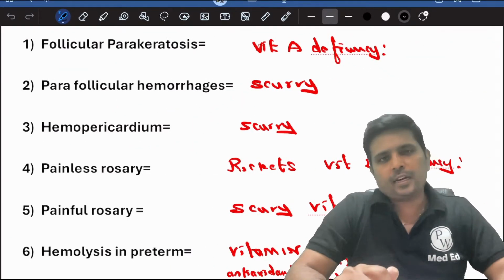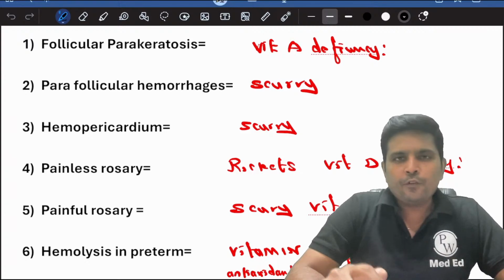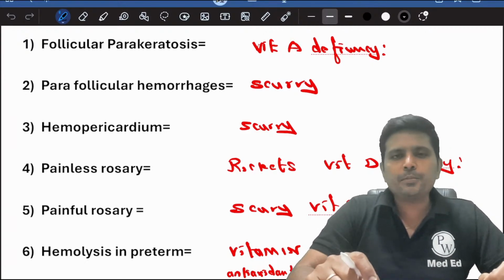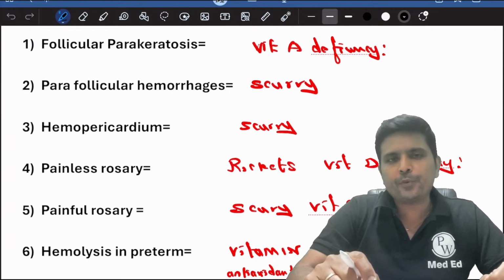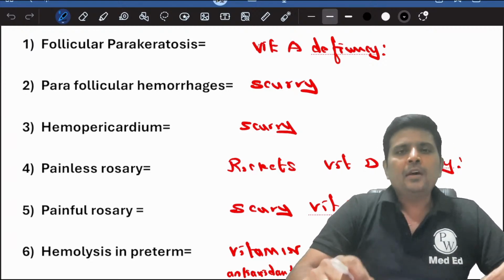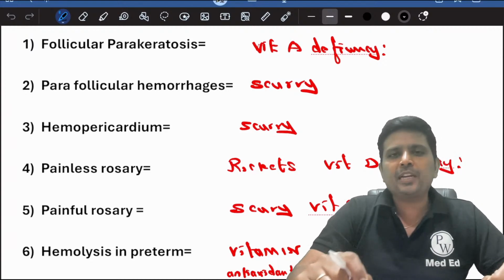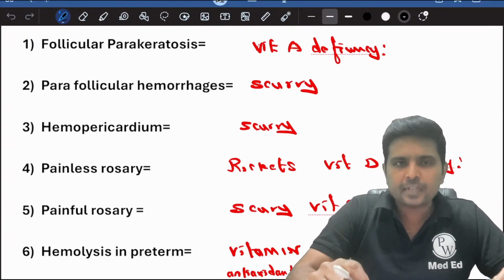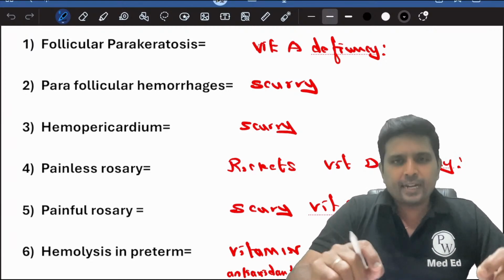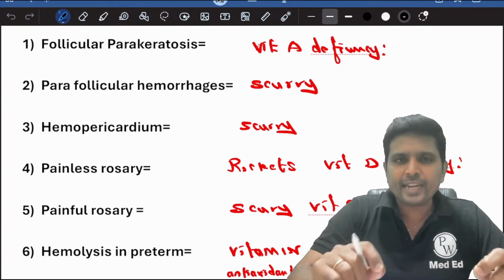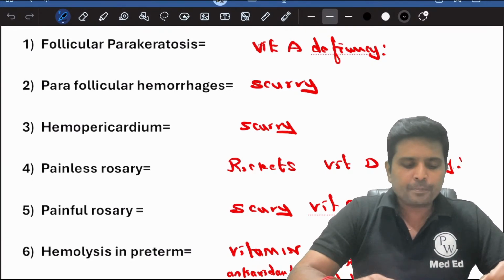Second, what are all the other things that you need to know? Follicular parakeratosis. You all know vitamin A is responsible for epithelialization of your skin as well as mucosa. Whenever you have vitamin A deficiency, keratin accumulation will occur around the follicles, and this is called follicular parakeratosis. Follicular parakeratosis is a manifestation of vitamin A deficiency.